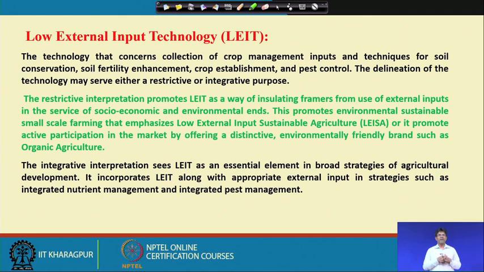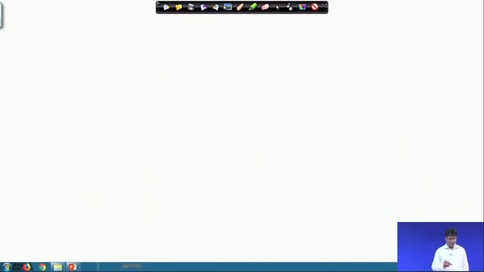So what is low external input technology? This technology concerns a collection of crop management inputs and techniques for soil conservation, soil fertility enhancement, crop establishment and pest control. The delineation of the technology may serve either a restrictive or integrative purpose. So in low external input technology, you use only the inputs of the farm, which are recycled back in organic farming, with minimum or no use of off-farm inputs. For these practices, you can use low external input technology for soil conservation, soil fertility enhancement, crop establishment, pest control.